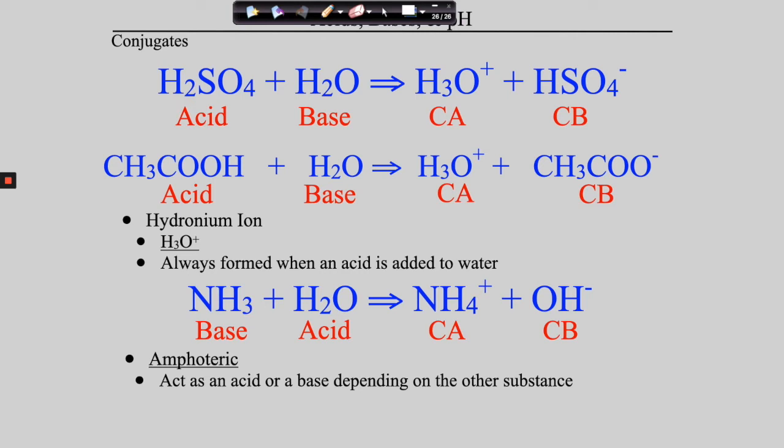Then as we got into this conversation about acids, bases, and conjugates, we came to the idea of hydronium ion, which is what acids always make when they're mixed into water in order to create the acidic solution, and then amphoteric, which means a substance that can be an acid or a base.